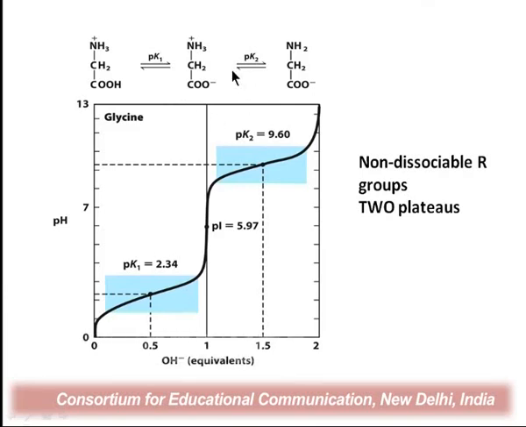Then when we do further deprotonation, what we find is that this ammonium group will lose its proton and will be converted into an amino group. Now, the amino group has no formal charge on it, whereas the carboxylate group has a negative charge on it. So this species will have a charge of -1.